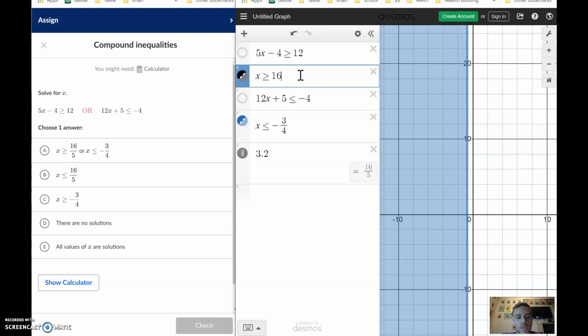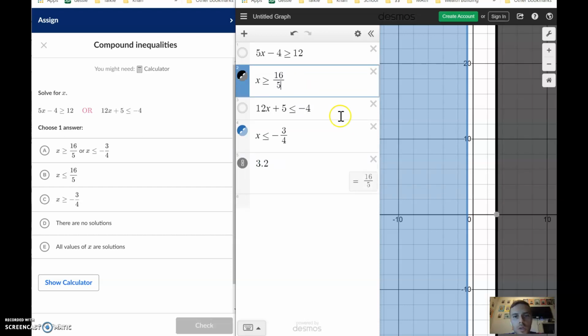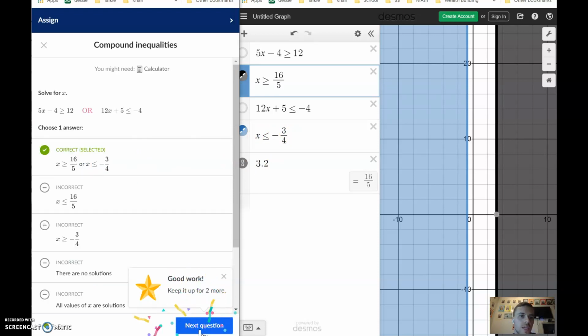Wow, Desmos is amazing. Thank you, Desmos. And so we're looking for x greater than or equal to 16/5, or less than or equal to -3/4. Boom, done. Guys, does it get easier than that? I don't know.